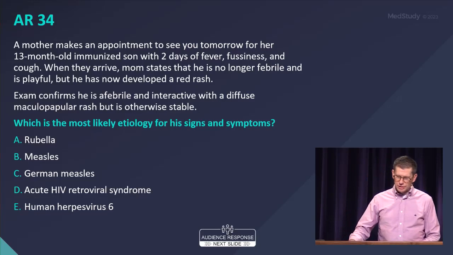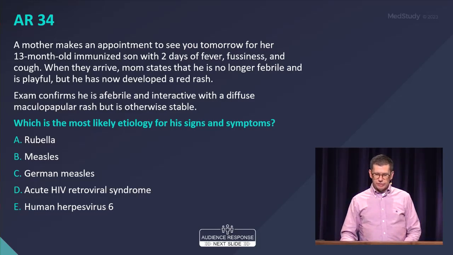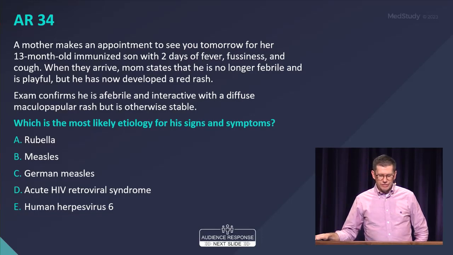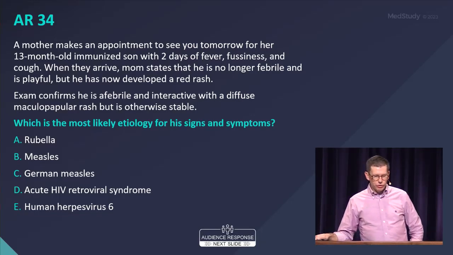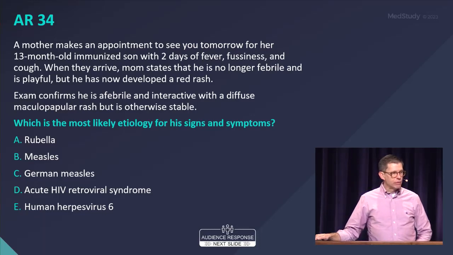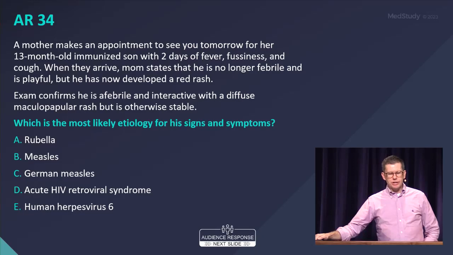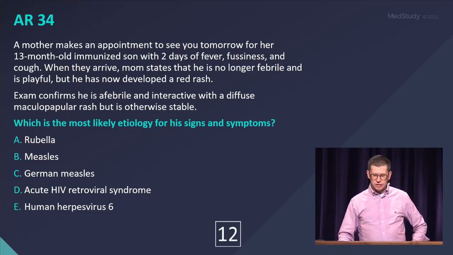So, question 34. A mother makes an appointment to see you tomorrow for her 13-month-old immunized son with 2 days of fever, fussiness, and cough. When they arrive, mom states that he is no longer febrile and is playful, but he has now developed a red rash. Exam confirms he is afebrile and interactive with a diffuse maculopapular rash, but is otherwise stable. Which is the most likely etiology for his signs and symptoms? A, rubella, B, measles, C, German measles, D, acute HIV retroviral syndrome, or E, HHV6.